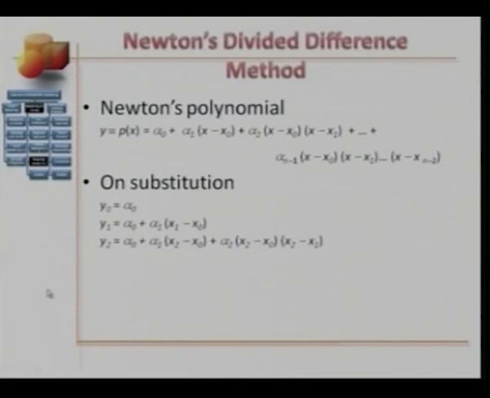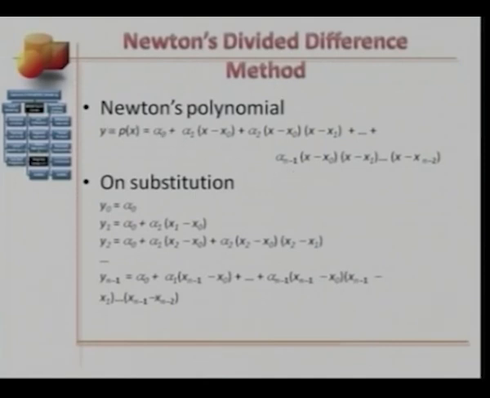Likewise, using the third data point, x2, y2, we have y2 equals alpha 0 plus alpha 1 times x2 minus x0 plus alpha 2 times x2 minus x0 times x2 minus x1. All the other terms will vanish. We have alpha 0 from here. We have alpha 1 from here. We can compute what alpha 2 is, and so on. This way, we would be able to compute all these unknown coefficients up till alpha n minus 1.